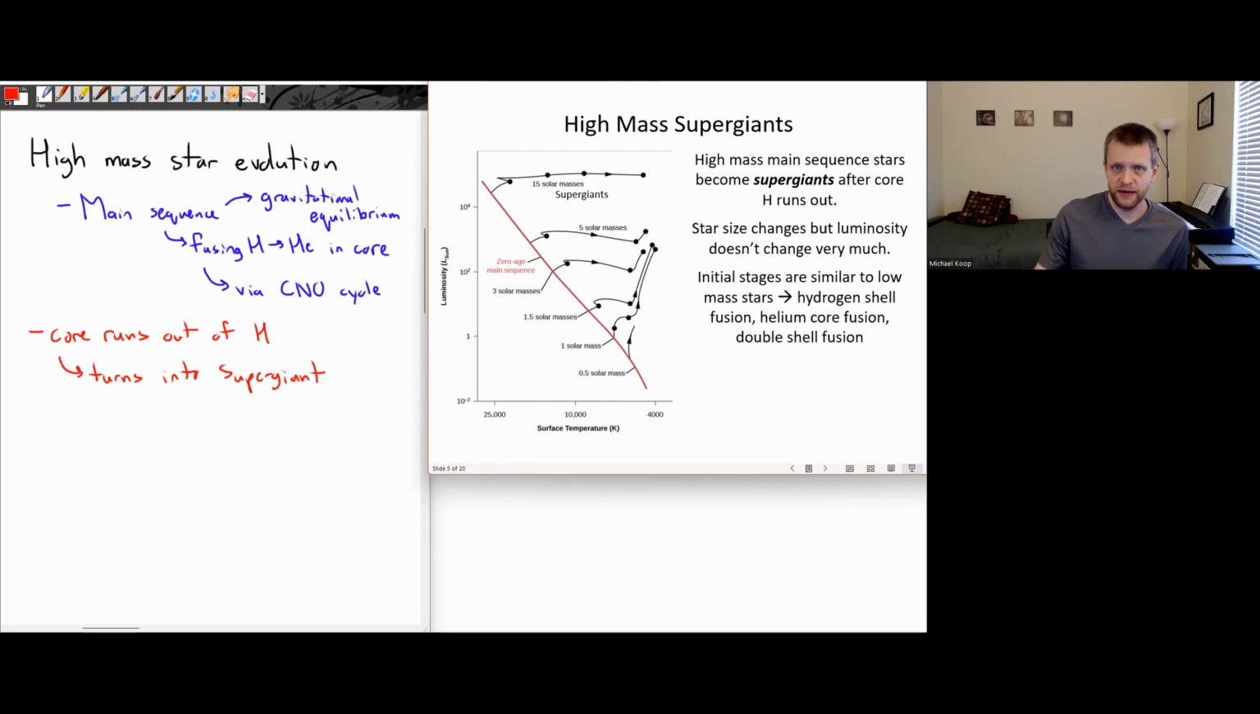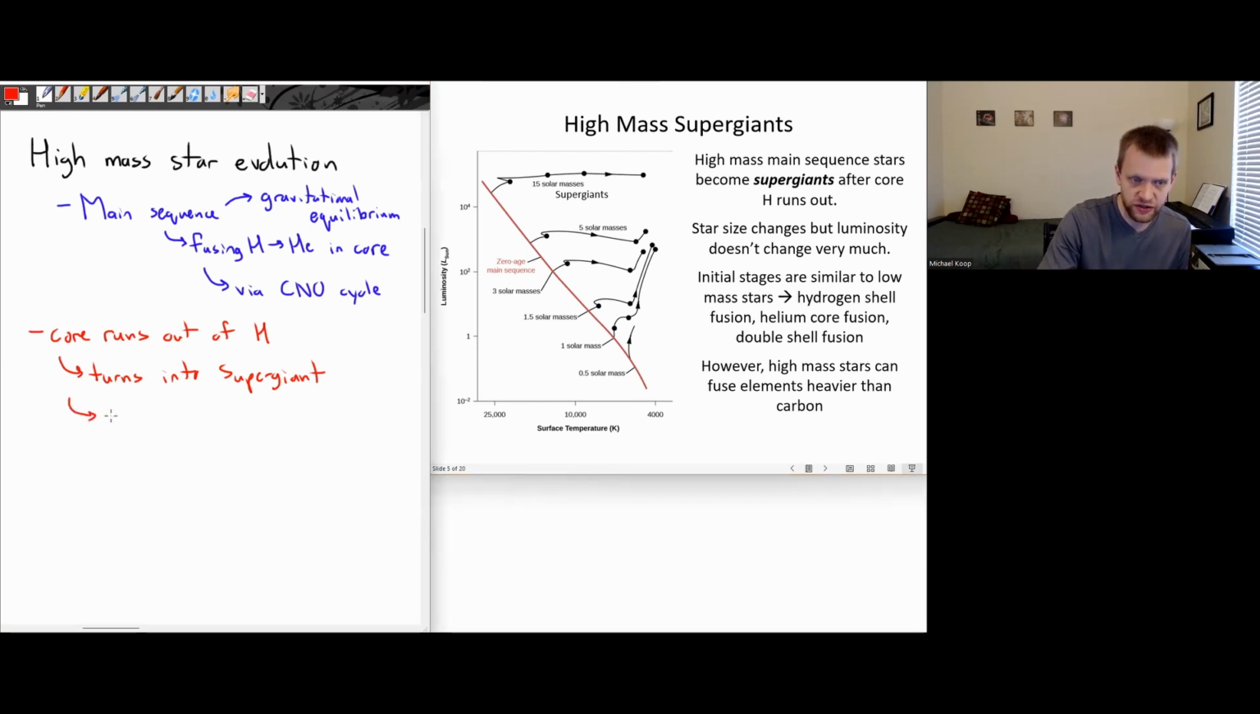But for these high mass stars, the difference is that in their cores, they're going to reach temperatures, pressures, and densities that are sufficient to fuse elements heavier than carbon. So we get similar stages to the low mass stars, but can fuse heavier elements.